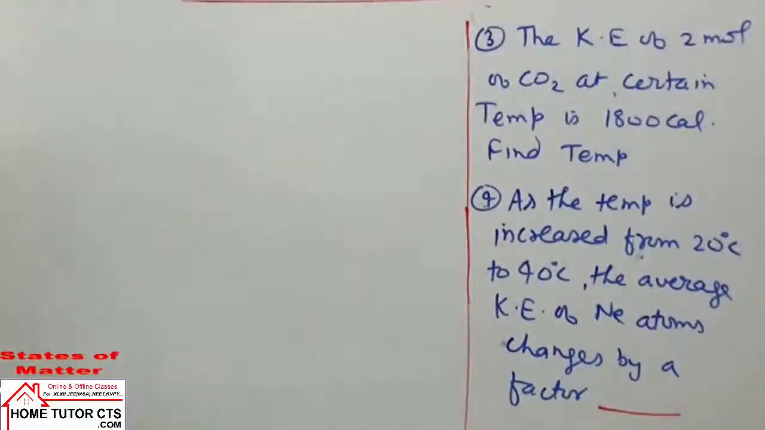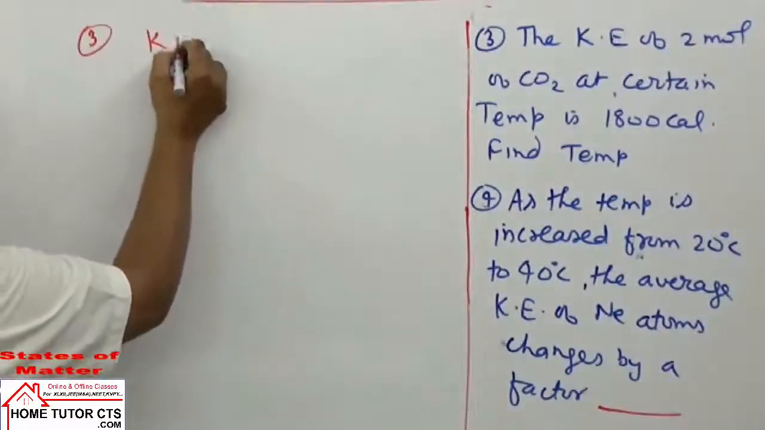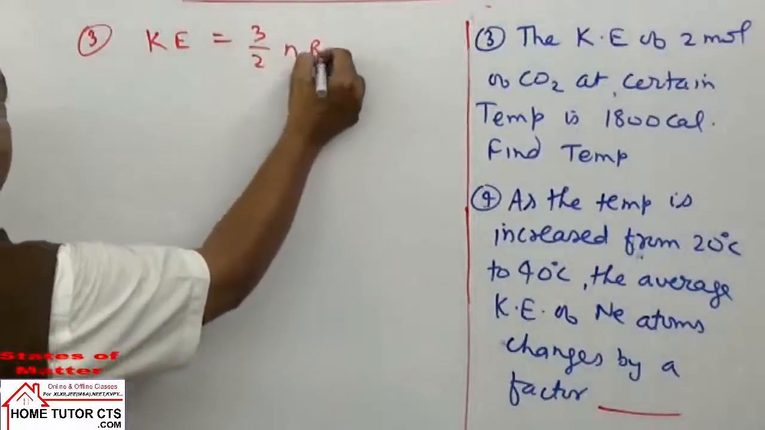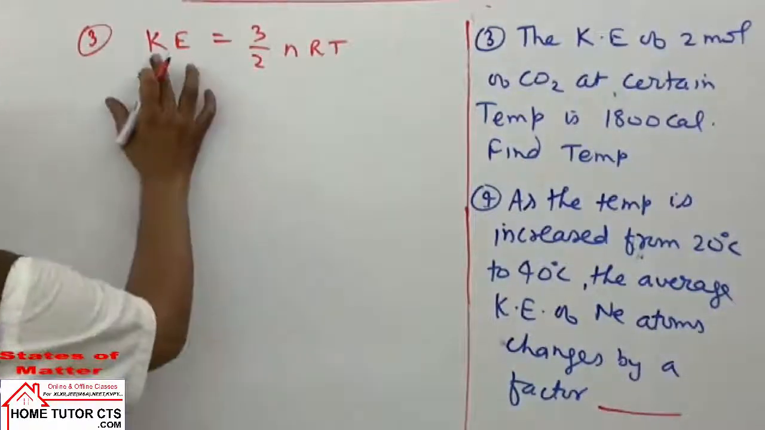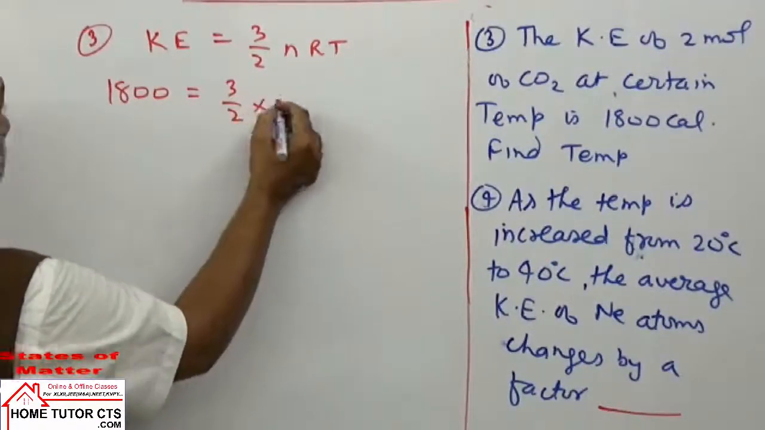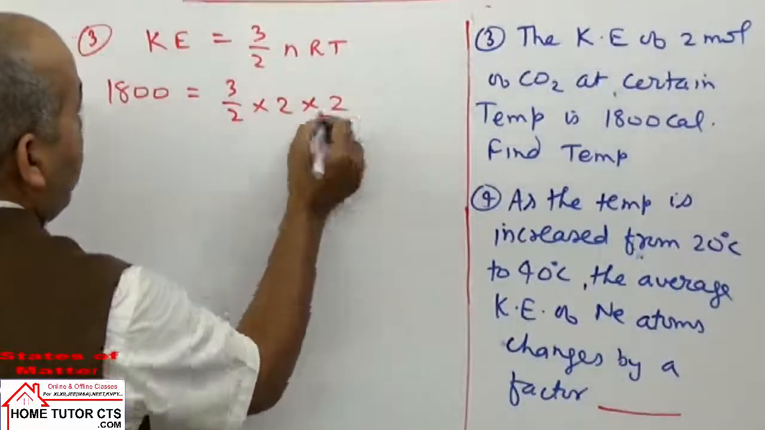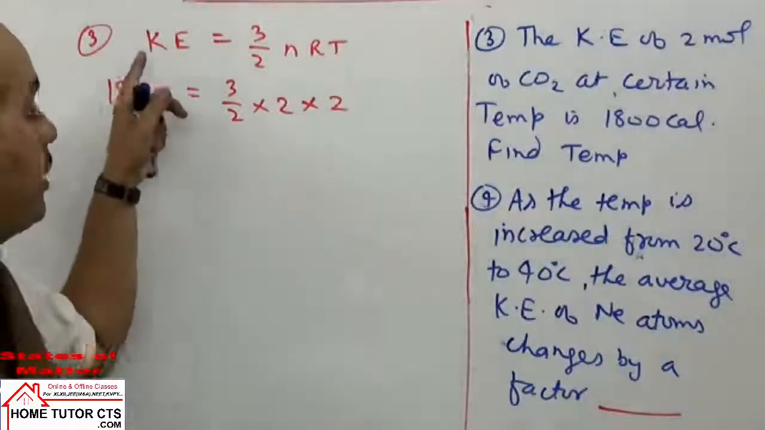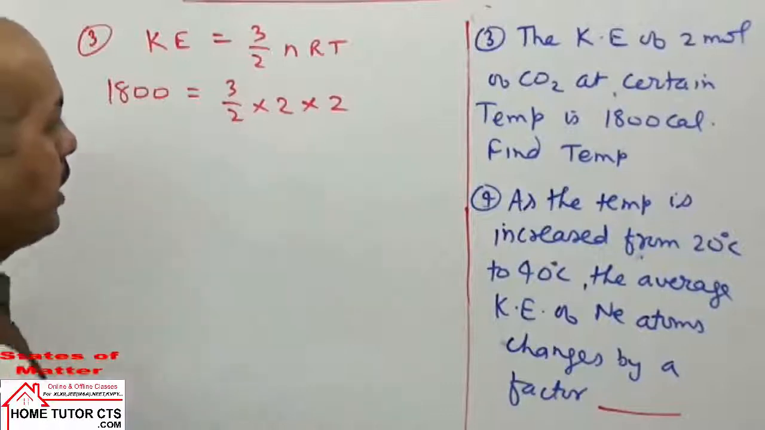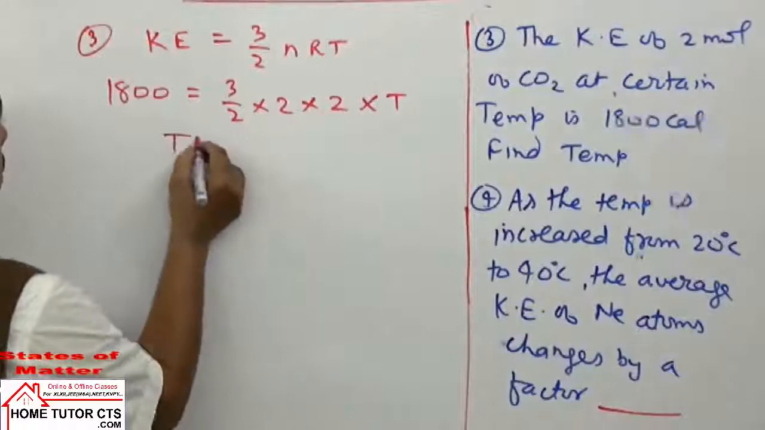Now coming on solution part, the first question to do is the 3rd number, an easy question. What is the gas average kinetic energy? You have 2 moles, so 3/2 nRT. We are given kinetic energy 1800 calories and there are 2 moles of the gas. R is the gas constant, 2 calorie. When we take kinetic energy in calories, we take the value of R as 2 calorie per degree per mole, and then you have to find the temperature. So in solving we can get the temperature.